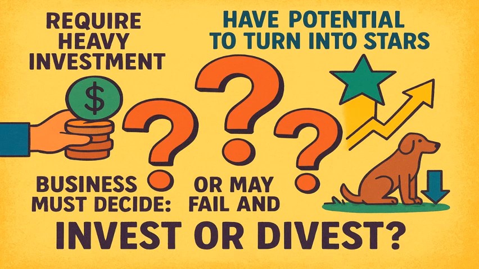If you look at the picture, the dogs are there. If they fall, they become dogs, and if they rise like the yellow mark, they become stars. So question mark products require heavy investment and have potential to turn into star products, or they might fail and become dogs. In the question mark business, the business must decide whether to invest in this product or discontinue it.